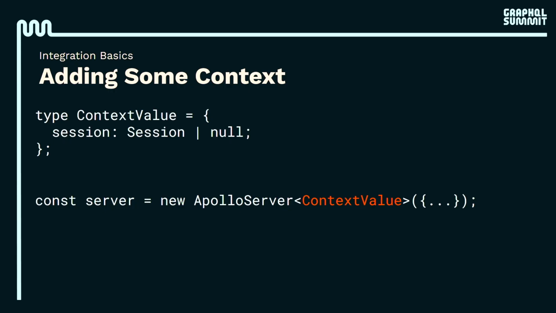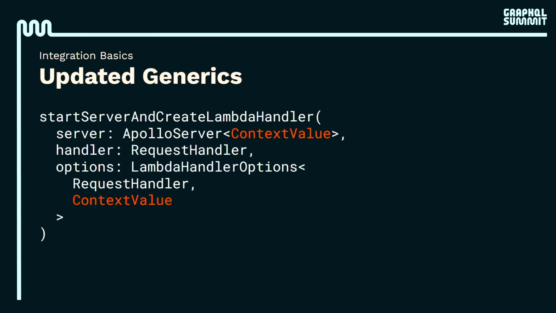So once we add that to our Apollo server, let's go back and look how that changes our function call. Now in our function call, we can see that the server has this context value generic associated with it. And with the way generics work, take a look at options as well. Options now also has this updated generic, so it now has the context value as well. But we'll get back to that in a second. Let's talk about handlers first.